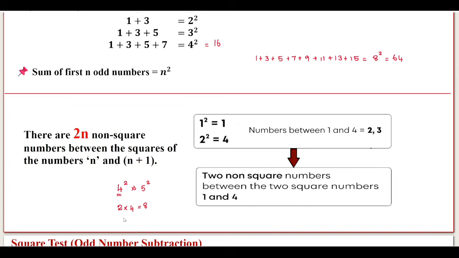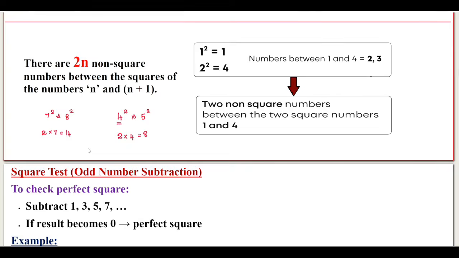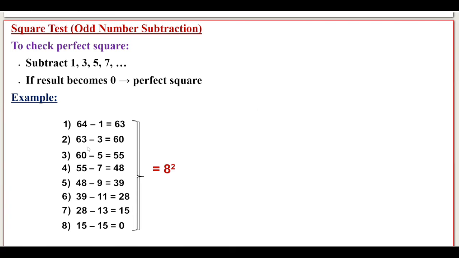Now can you tell me how many non-square numbers are between 7 square and 8 square? We no need to check. So this is the n value. So 2 into 7, 2 sevens are 14. So we'll have 14 non-square numbers in between 7 square and 8 square. Okay, these all are very important concepts, right? So keep understanding and learning. This will help you while doing the problems.